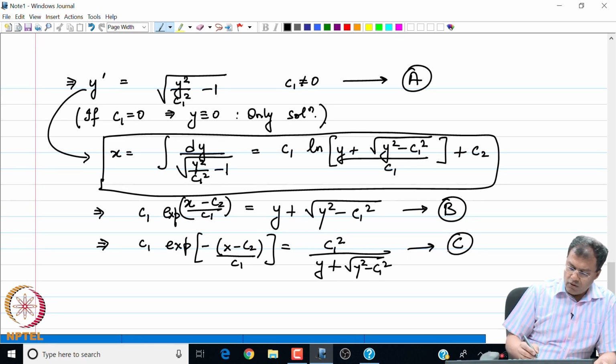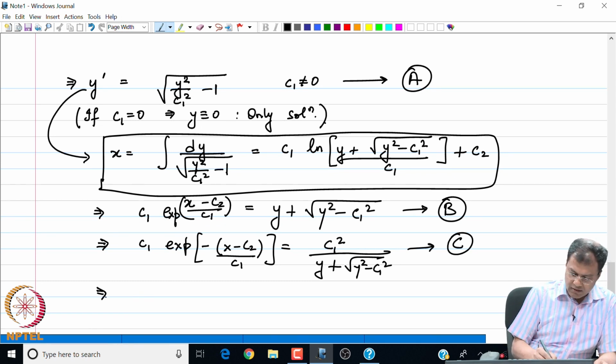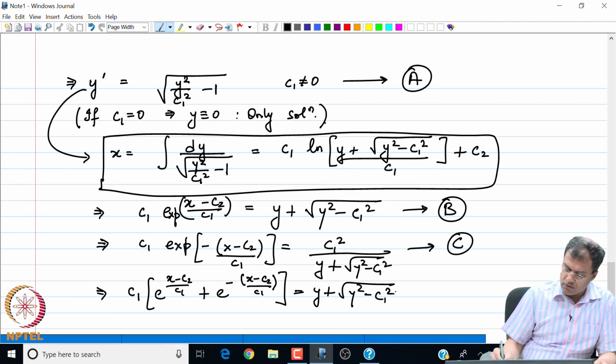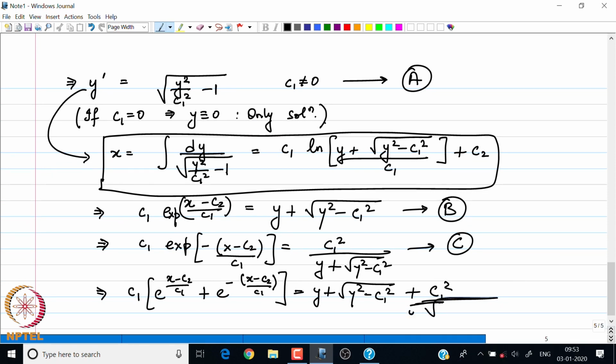So, why we have written another expression for B is because the next step will involve adding these two quantities on the left hand side and the quantities on the right hand side. So, the quantities on the left hand side will become e to the power (x minus C2) by C1 plus e to the power minus (x minus C2) by C1, and this is y plus square root of y square minus C1 square plus C1 square divided by y plus square root of y square minus C1 square. And then we can simplify this further.